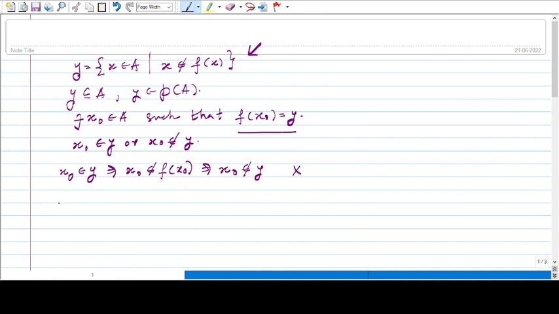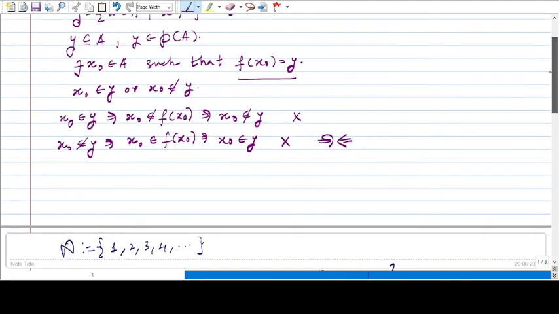So let us look at what happens if x naught does not belong to Y. That means x naught is not satisfying the property of Y. That means the complement: x naught belongs to f of x naught, which is again x naught belongs to Y. That means if you take x naught does not belong to Y, you are getting x naught belongs to Y. That's also absurd. So basically we are getting a contradiction by picking this particular subset of A. So there is no onto function from A to the power set of A for any set.